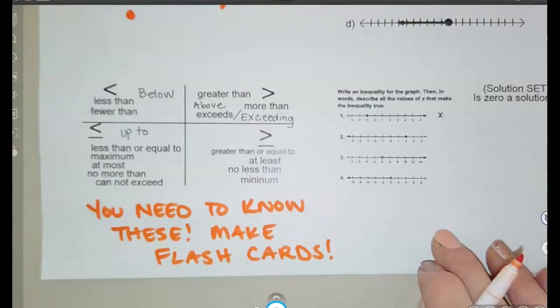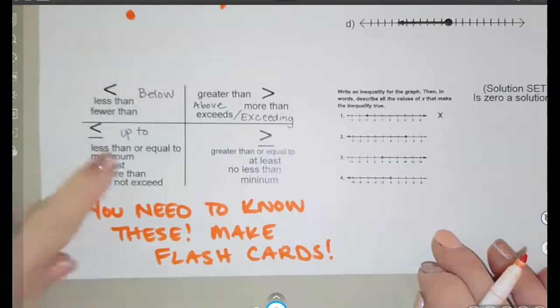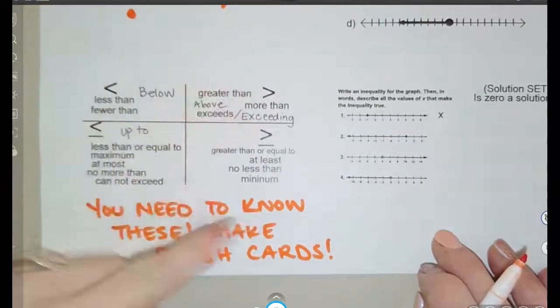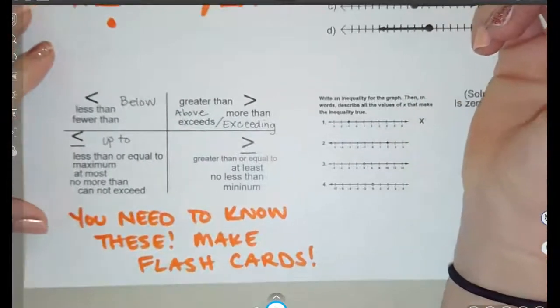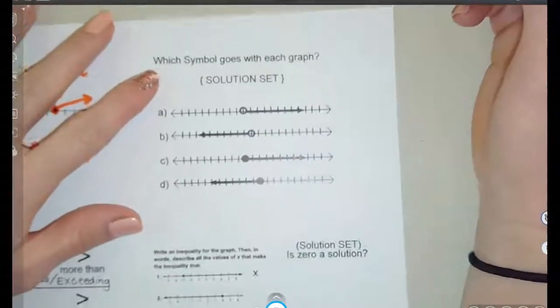You just need to know these, okay? You need to know which phrases go with each symbol, and if you see these phrases, they tell you which symbol you should be using in your problem. You need to know them, study them, make flashcards, okay? All right, so let's go through these.